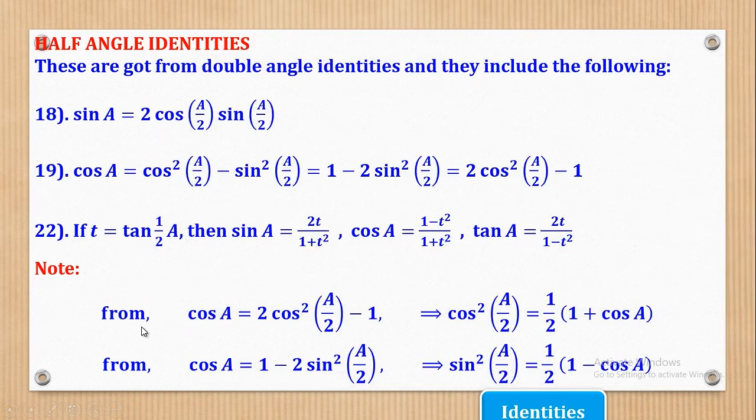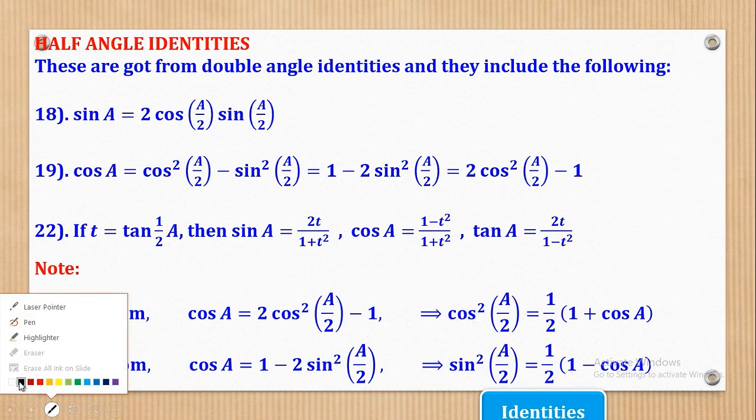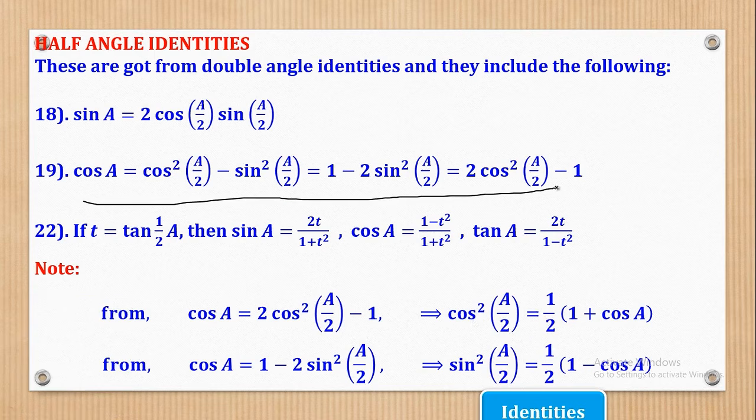So note that from this you can make cos squared a over 2 the subject. So when I make cos squared a over 2 the subject, it is a half in brackets 1 plus cos a. But when I make sine squared a over 2 the subject, I'll get a half 1 minus cos a. So you have to be keen with this. So these are got from this identity of number 19. So when it is cos, it is plus, when it is sine, it is minus. So we shall be using that also frequently.